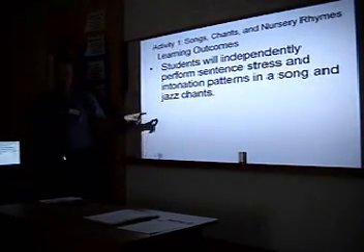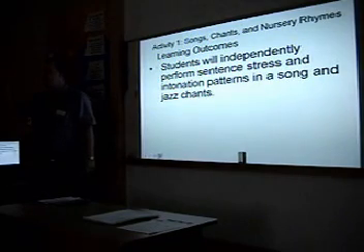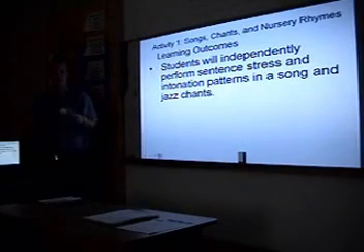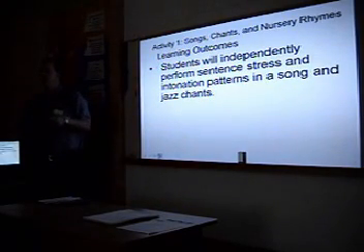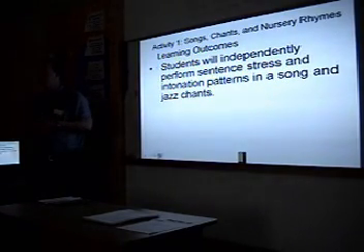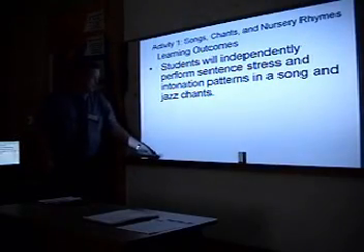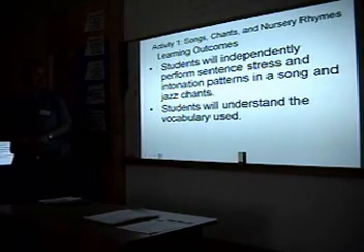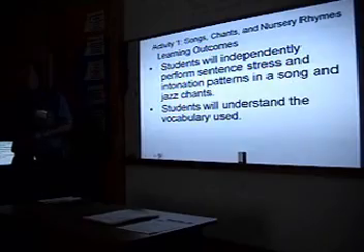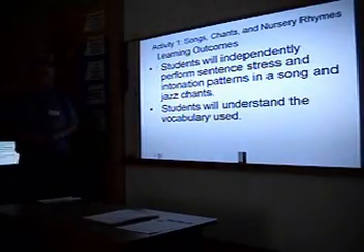Who has heard of using jazz chants before? Can I see a show of hands? Okay. Yeah, jazz chants are a series of short thematic phrases, not quite songs, but chants put to rhythm to practice different speech patterns. I'll show you an example. And also students will be able to understand the vocabulary used in the chants or the songs.